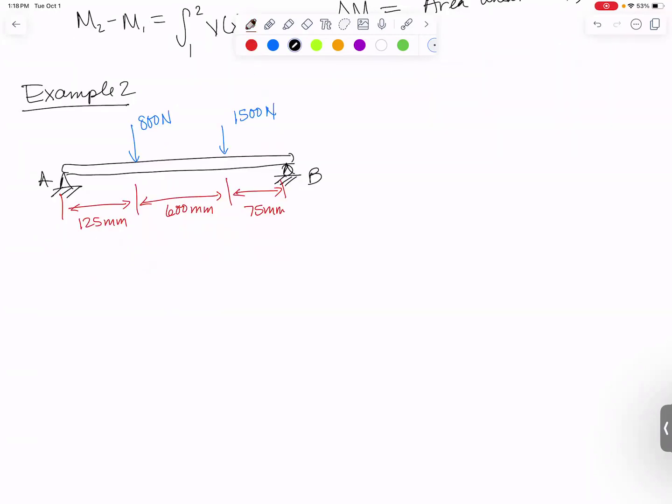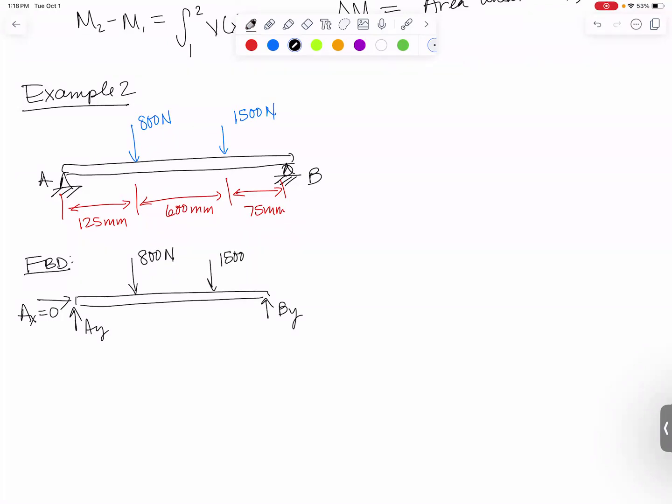Before we do any shear and bending moment diagrams, we want to do a free body diagram to find our reactions. So for my simply supported beam, I'm going to have a BY, AY, and AX is going to equal 0 because there are no X forces. Downwards, I have 800 newtons and 1500 newtons.